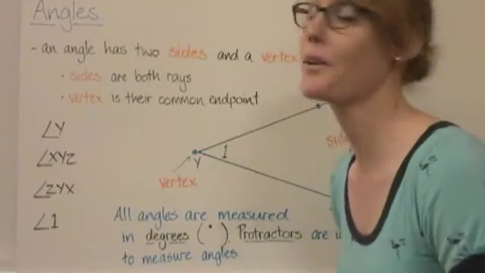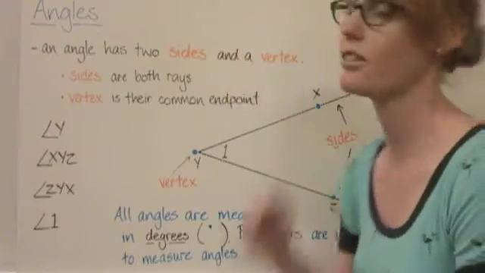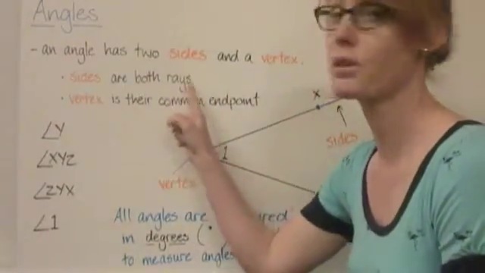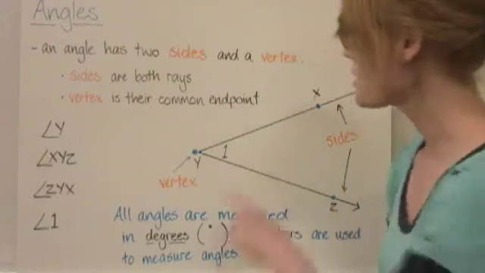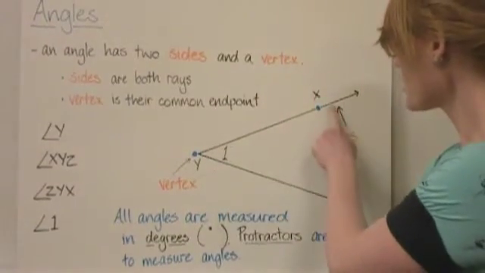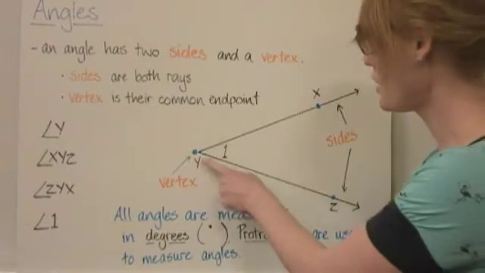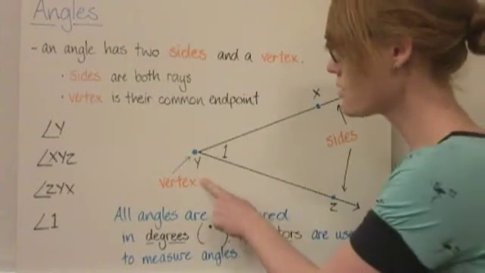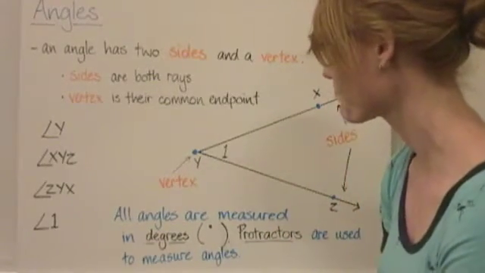Hi everyone, today we're going to be talking about angles. An angle has two sides and a vertex. The sides are both rays and the vertex is their common endpoint. So here's an example. Here are the two sides that are rays YZ and YX, and here's the vertex Y, which is the common endpoint of both rays.